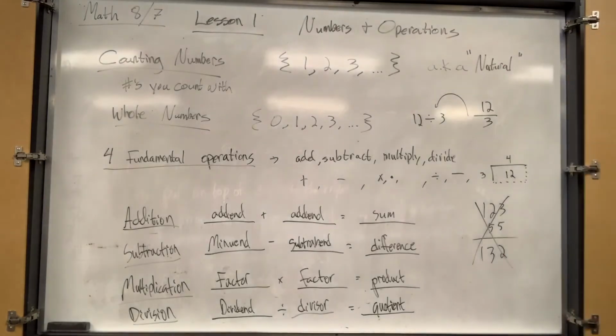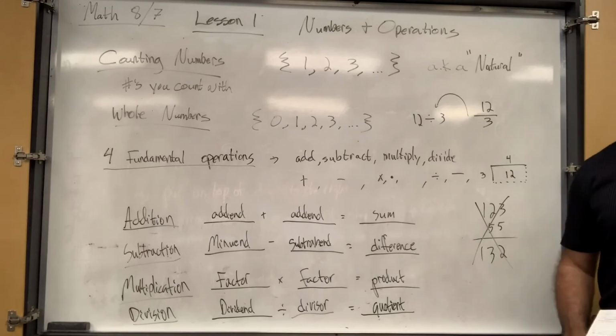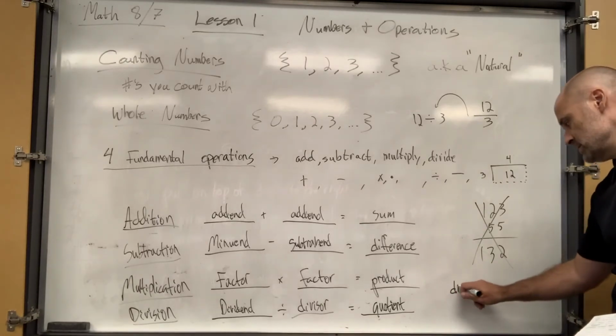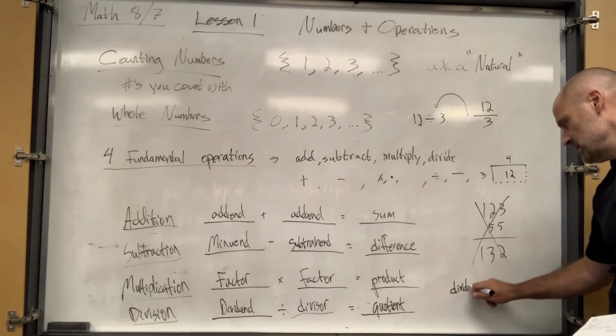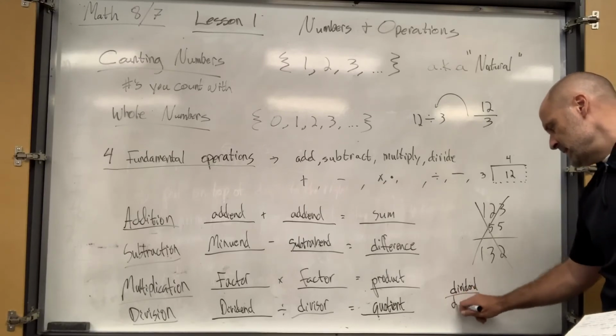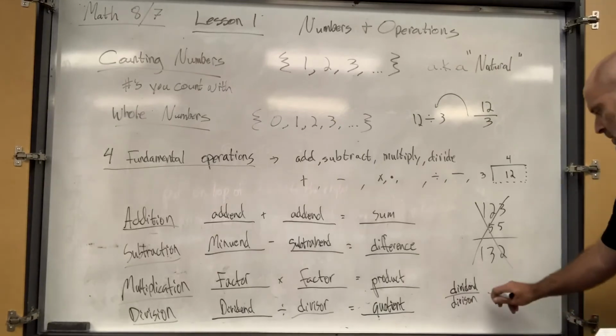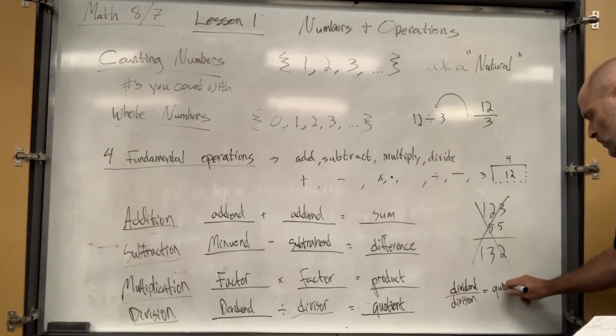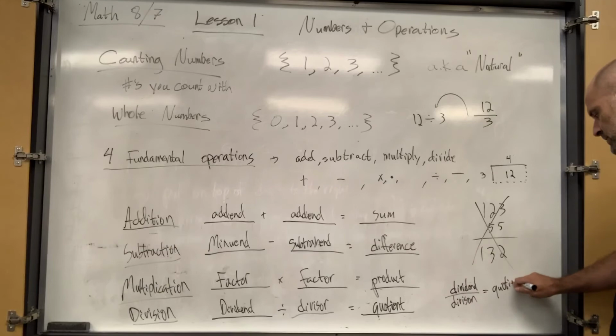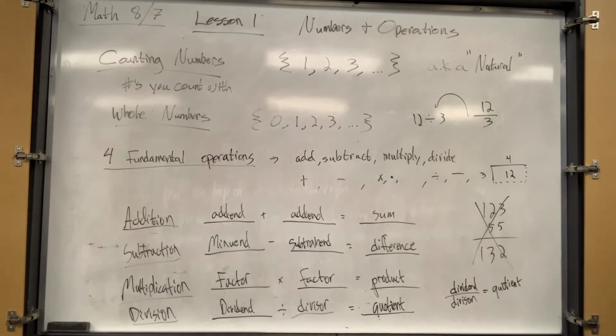All right, there's another name for a dividend and a divisor. It's called a numerator and a denominator, because every fraction is a division problem, right? So you've got your dividend divided by your divisor equals your quotient. Well, what does that look like? That's just a fraction. So every fraction is just a division problem, okay?